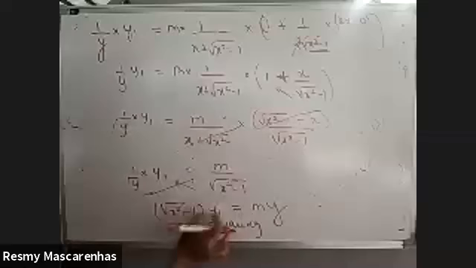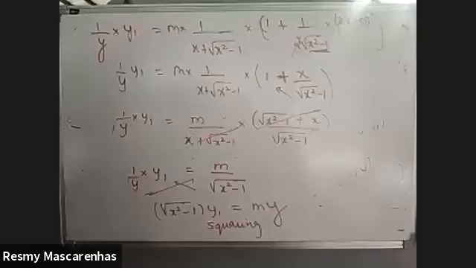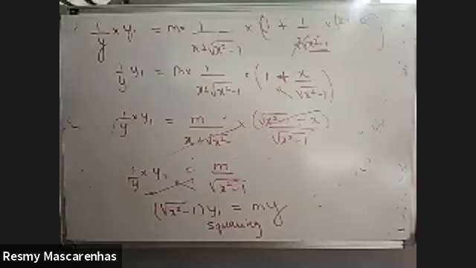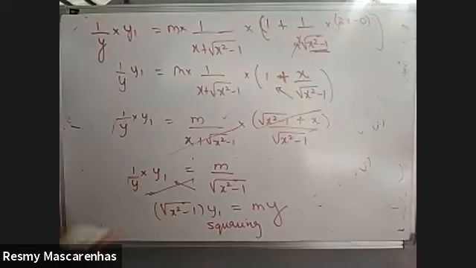If you don't want to square, directly use this as u into v also and solve. Same answer you'll get. So squaring, this root will go, all the terms will get squared, and then you differentiate it for the second time.